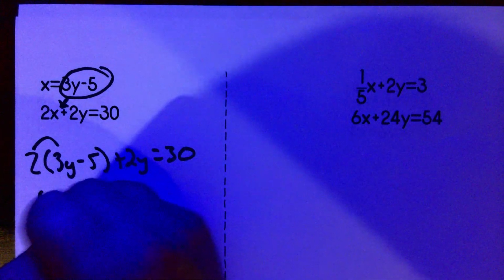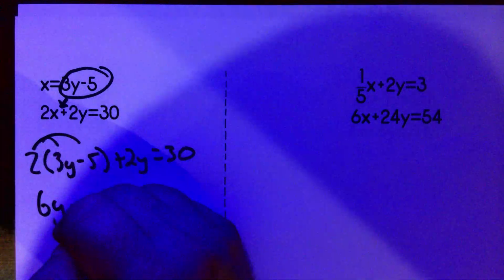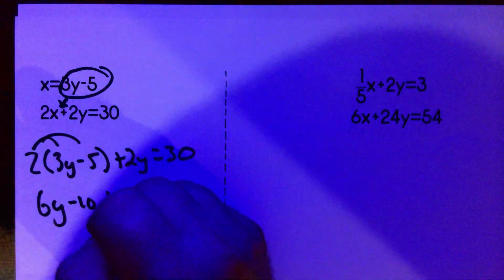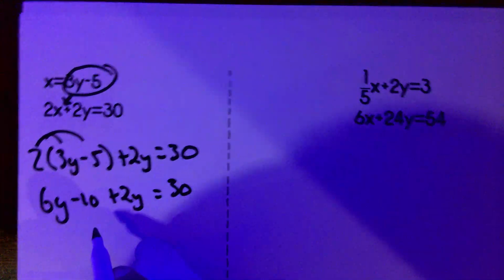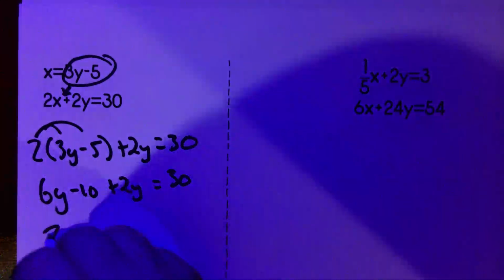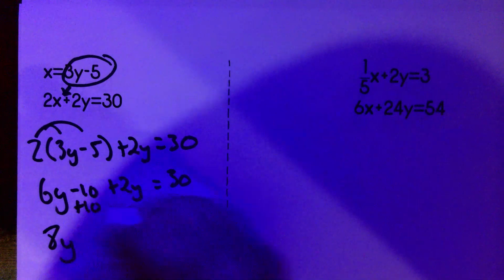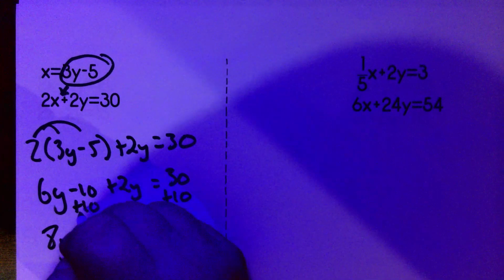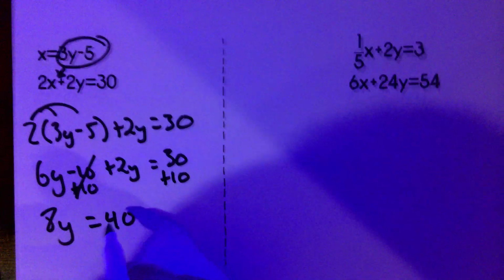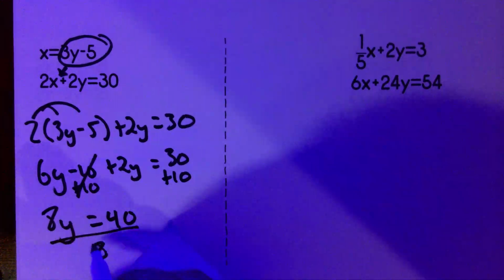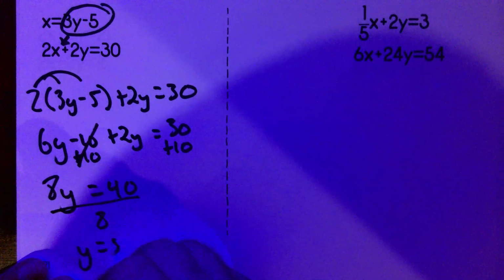2 times 3y is 6y, minus 2 times 5 is 10, plus 2y is equal to 30. Continue to combine like terms. 6y and 2y is 8y. Add 10 on both sides. 30 and 10 is 40. Divide by 8. And I get y is equal to 5.